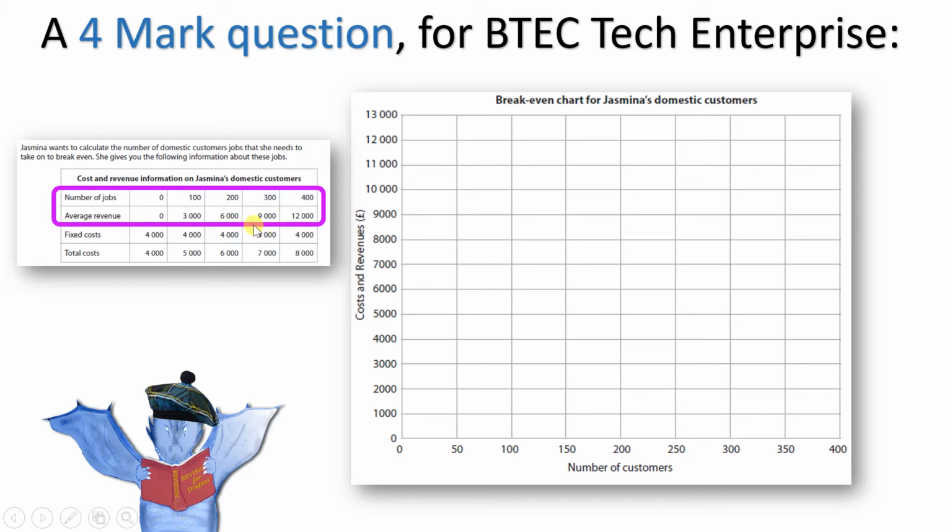If you notice how the revenue is going up, that's going to indicate the kind of line that you need, and it's going to indicate the increment, how much the line goes up as well. And don't forget what happens on the number of jobs at 0 and the average revenue compared to the total costs and the fixed costs. That bit's very important because it tells you where to start your lines when you're looking up the y-axis, the cost and revenue part of the chart. Sometimes that's quite a regular place where students forget where they need to start the line.